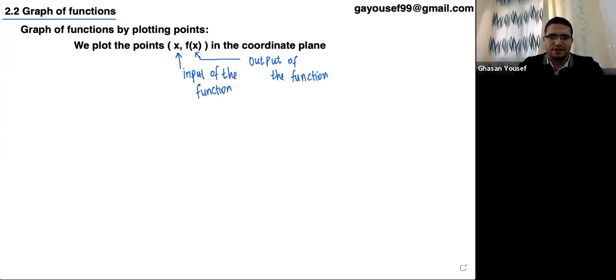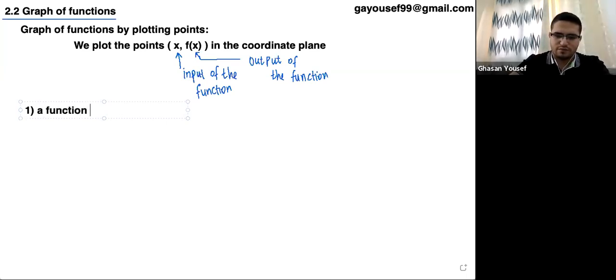Last time I gave you some types of function. I said we have a function of x. So the types of function here, number one. Let me write it down. Number one, we have a function of the form f of x equals m times x plus b. This is called a linear function.